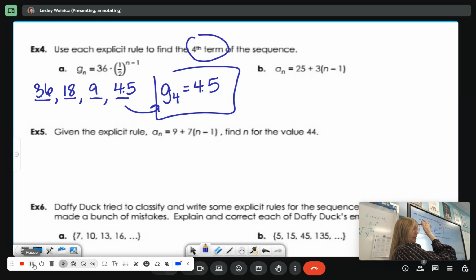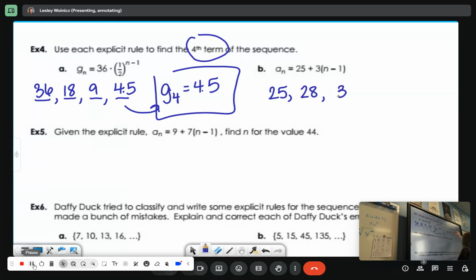Okay, go ahead and do the next one. I'm starting at 25. And then I'm adding 3 to get 28. Oh, did you say 34? Okay, so my A sub 4 is 34.